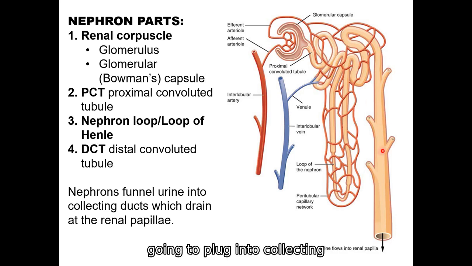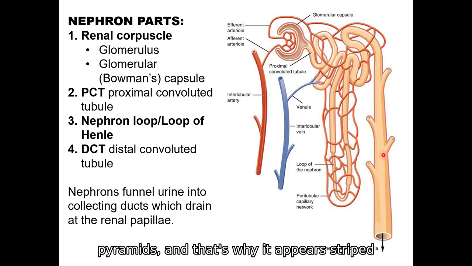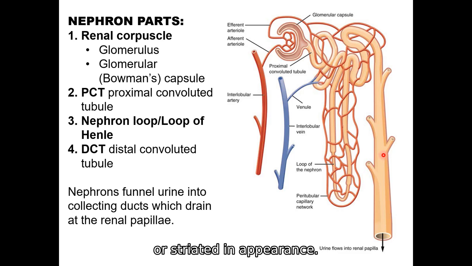And then all of the nephrons are going to plug into collecting ducts, and that's what's running through the renal pyramids, and that's why it appears striped or striated in appearance.